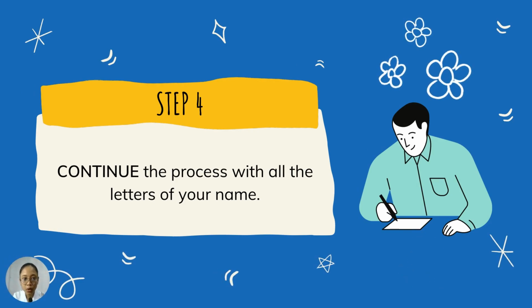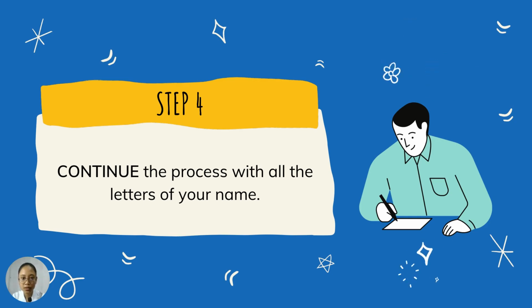Continue the process with all the letters of your name. We're going to think of other words that may describe you that start with the letters of your name vertically oriented on your paper. Be reminded that you can use more than one word or phrase to describe you, but it has to start with the next letter of your name.